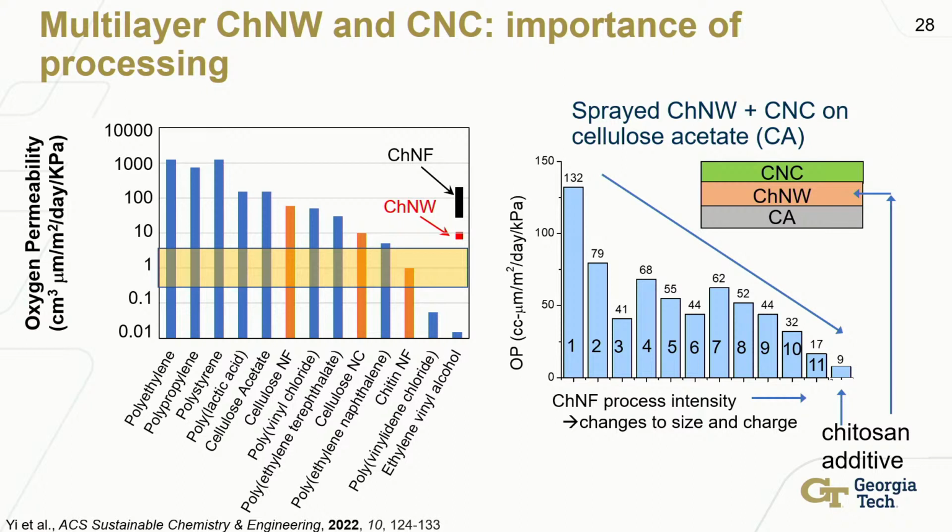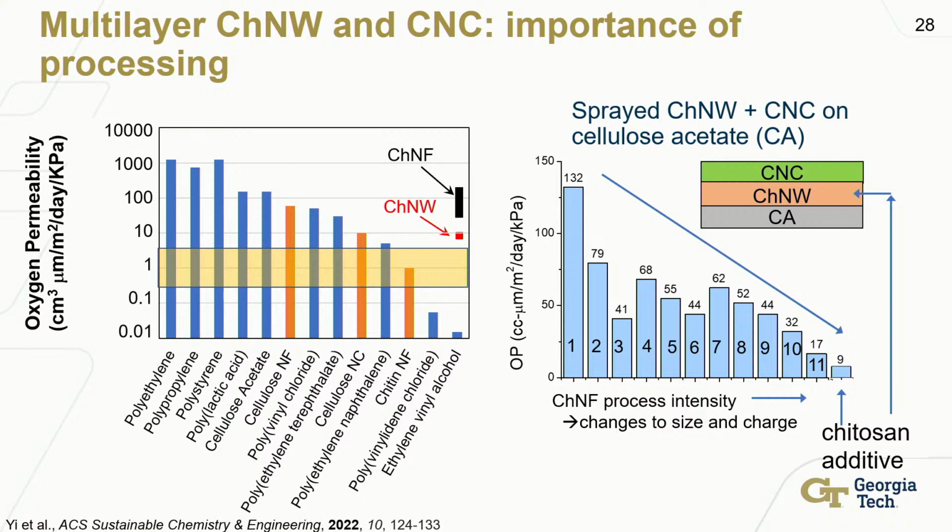Here we're looking at the same structure of chitin-cellulose bilayers, but we're just modifying the chitin nanowhisker chemistry, making them more highly charged and shorter. And eventually you get to properties that are equal to polyethylene terephthalate.